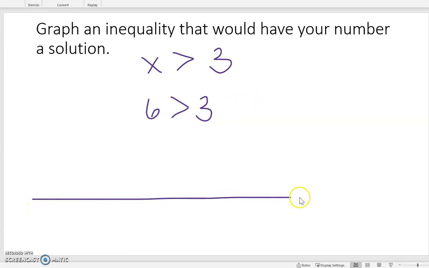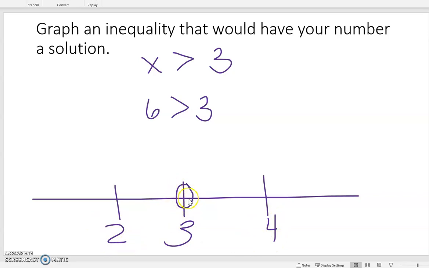For the graphing, we go to what you've come up with as your inequality. 3 is in the middle, 4 and 2. I have an unshaded circle at 3 because it can't equal 3, and then greater than would be shaded in this direction.